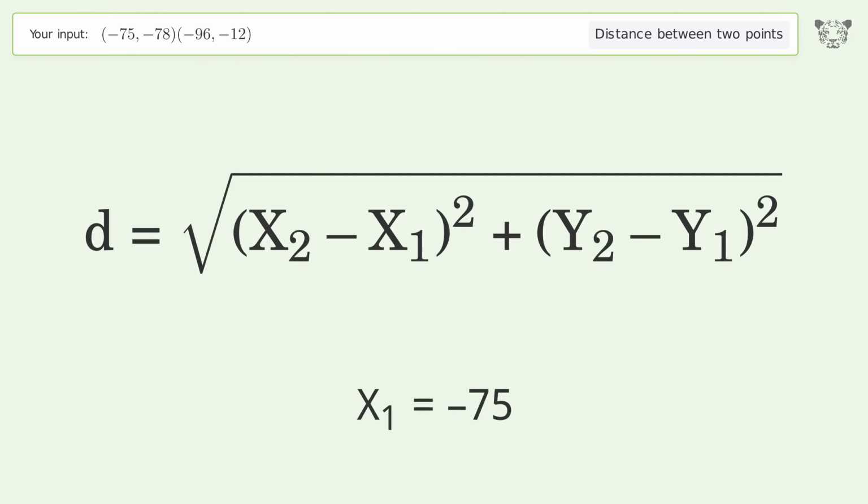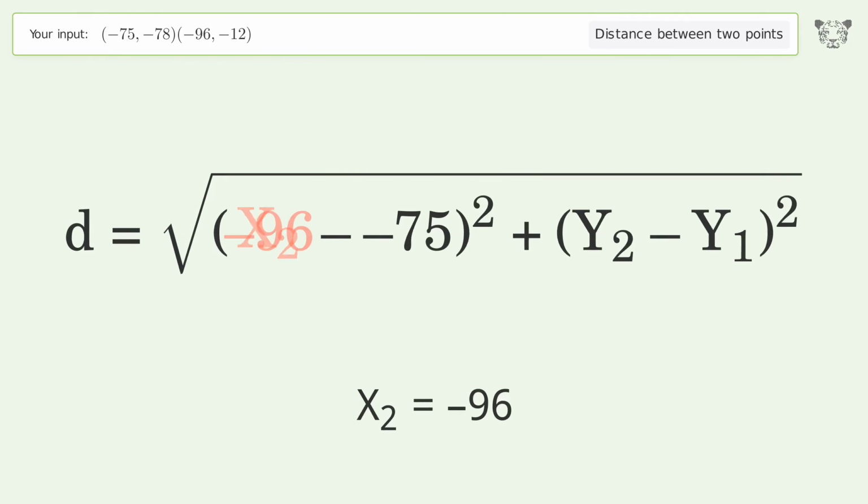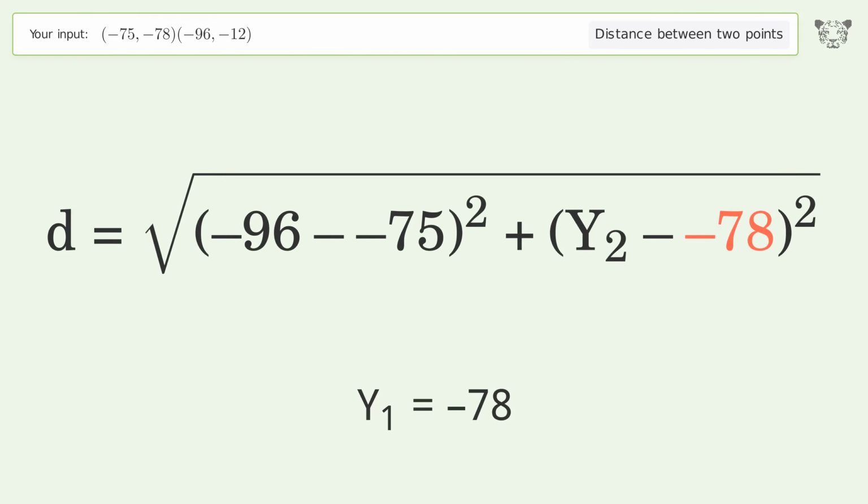x1 equals -75. x2 equals -96. y1 equals -78. y2 equals -12.